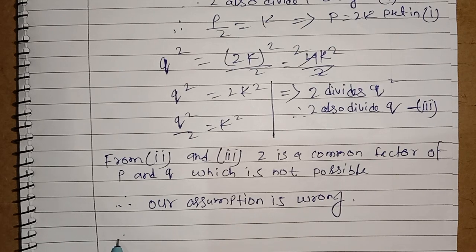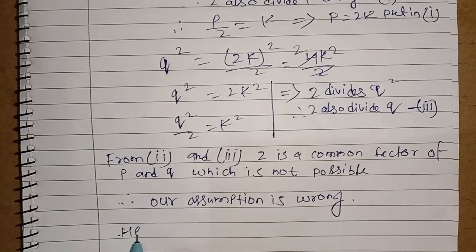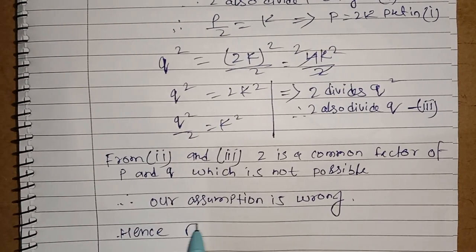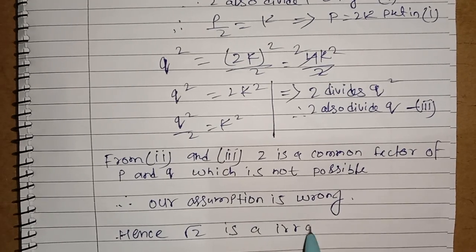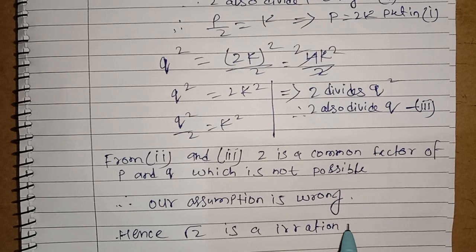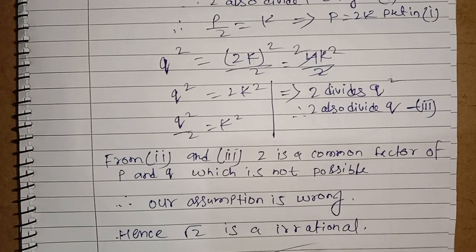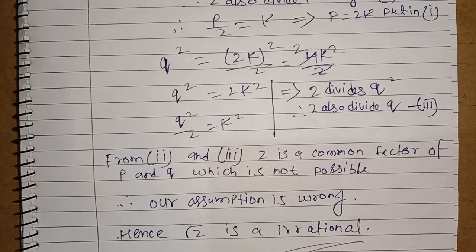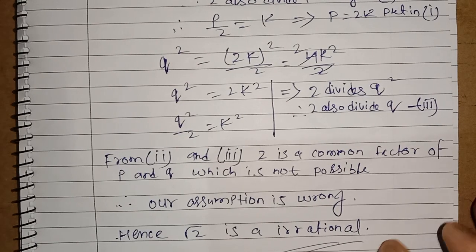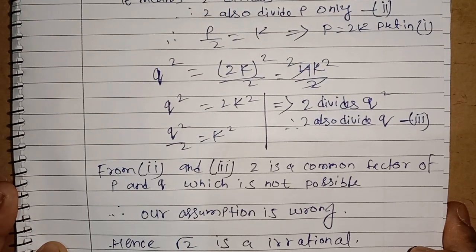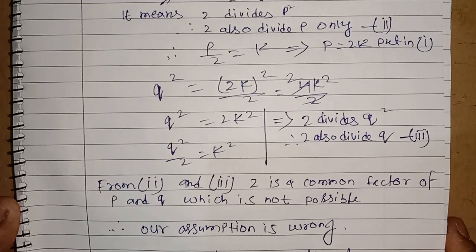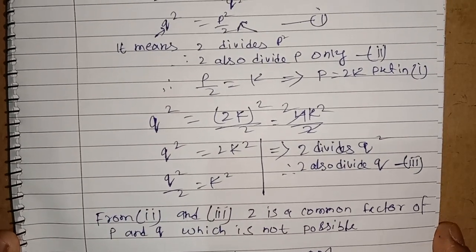Then what is the right assumption? Hence, root 2 is irrational. Anything that is not rational automatically comes under irrational. Okay. So thank you very much. It's all about root 2. In the same way we can prove root 3 is an irrational number, root 5 is an irrational number. Okay. Thank you very much.